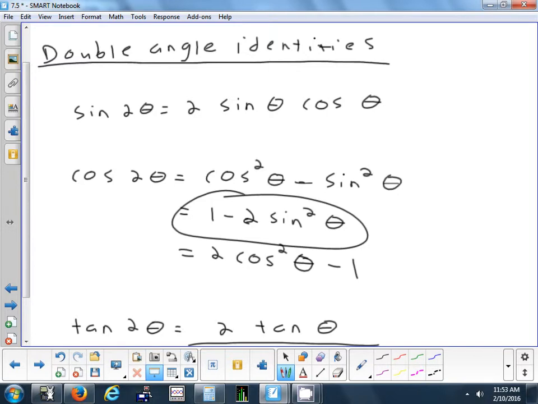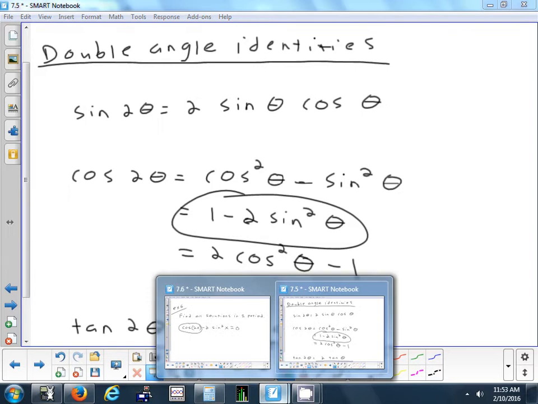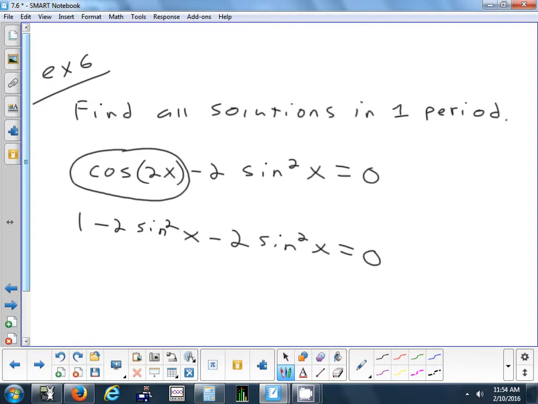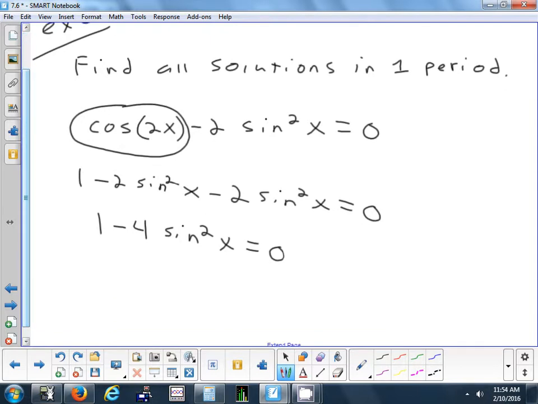Okay, 1 minus 2 sine squared x, minus 2 sine squared x. I wouldn't factor here. Yeah, combine like terms. Minus 2 sine squared x minus 2 sine squared x. That's minus 4 sine squared x. Sine squared x has to be equal to 0.25. Okay, what would I do next?